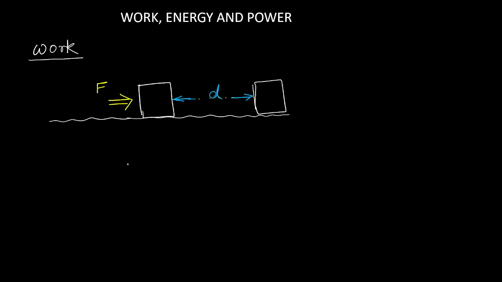So the force F I applied horizontally. As a result, the body has got a displacement. So the work in physics is defined as follows: the more force, the more work. The more displacement also means more work. So connecting these two, the work is defined as F into D. This is the simplest formula if F and D have the same direction.